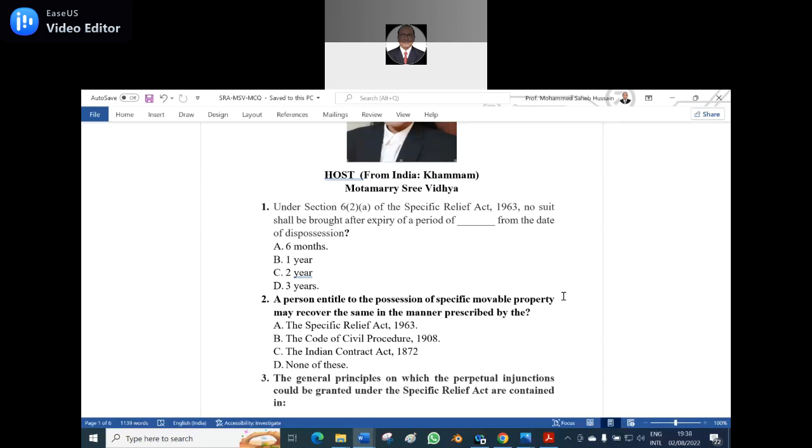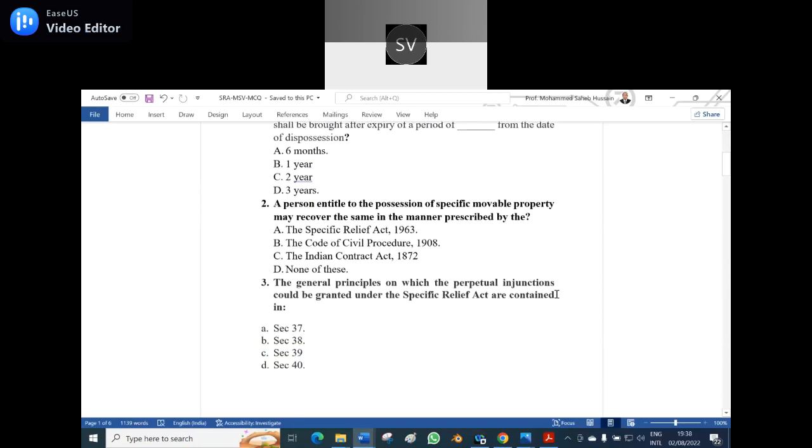Second question. A person entitled to possession of the property may recover it in the manner described by: option A, the Specific Relief Act 1963. Option B, the Code of Civil Procedure 1908. Option C, the Indian Contract Act 1872. Option D, none of these. Option B, the Code of Civil Procedure, is the correct answer.